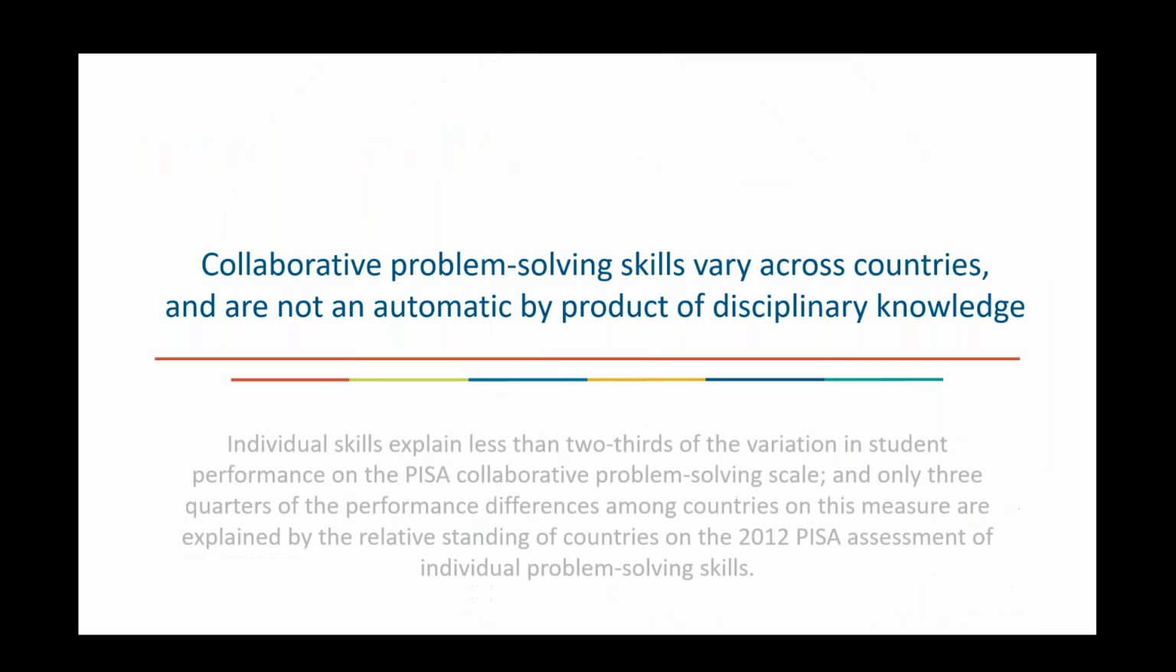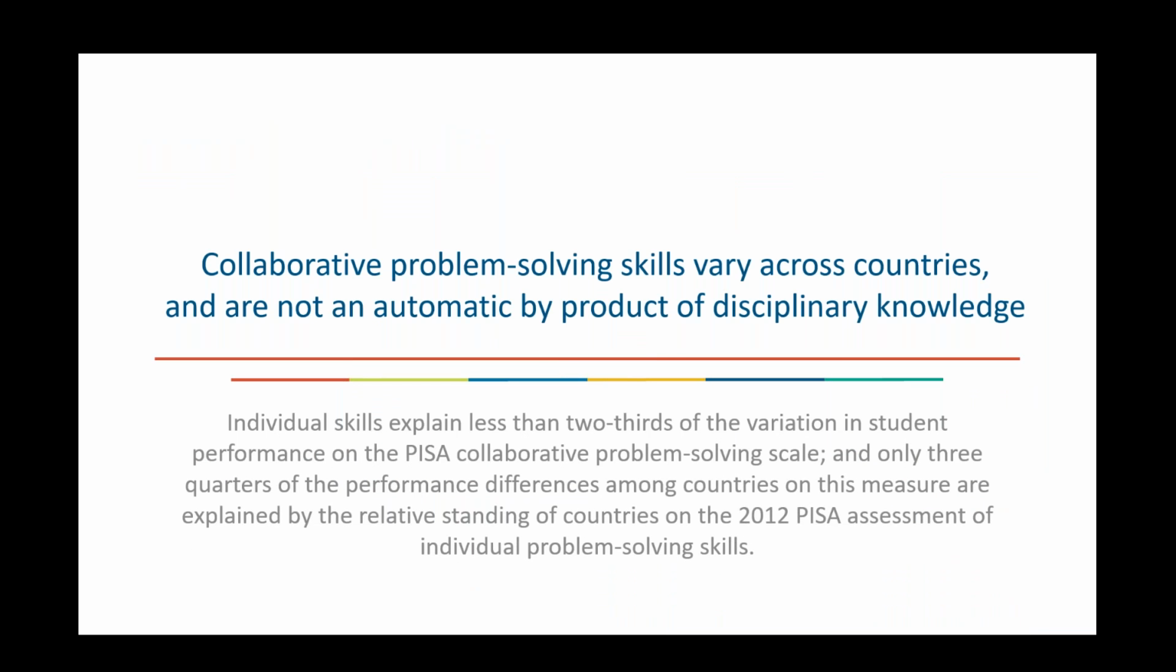Now, let's get to the results. What we found is that there was some relationship between academic skills and collaborative problem-solving skills, and you'll not be surprised by this, because if you want to solve problems, you have to be able to process information, you have to do some calculations, deal with numbers, and so on. So there was some relationship.